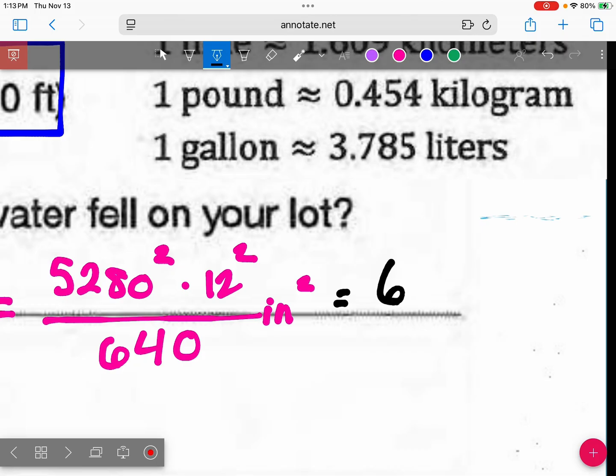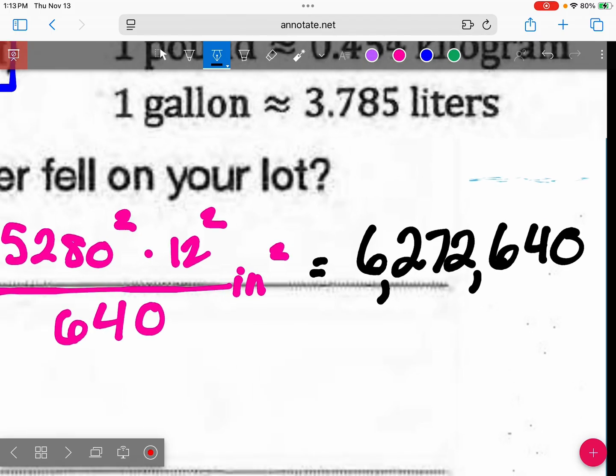6,272,640 square inches per acre. Guys, are you paying attention? So if 1 inch of water fell on my farm, that's now our area of my farm. What's our volume going to be?